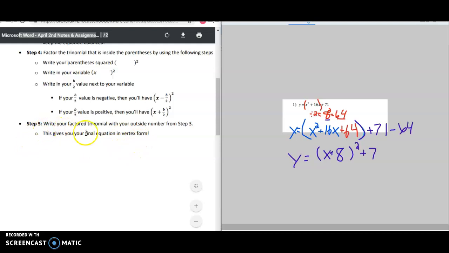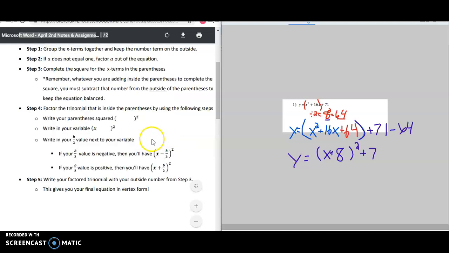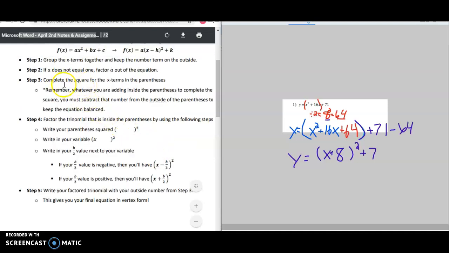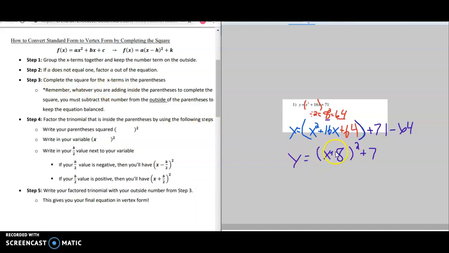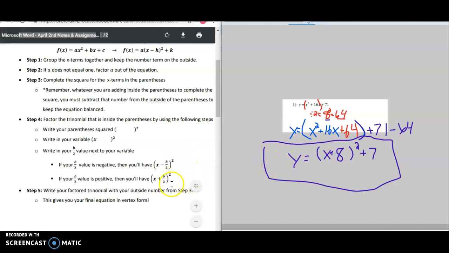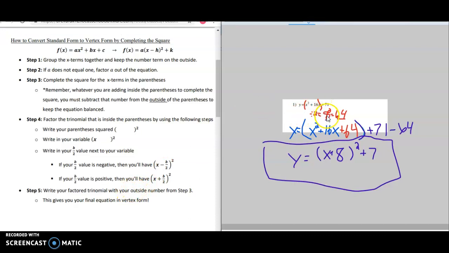Step 5 says write your factored trinomial with your outside number from step 3. Well, if I look back up at step 3, that said to complete this square. I've already done that, which is what I did here. Okay, so this is my final answer. I'm just taking the number. Step 5 says just take this number and put it in your parentheses.